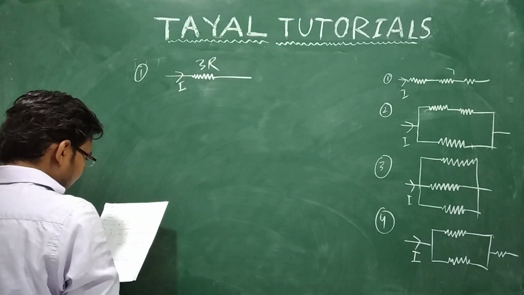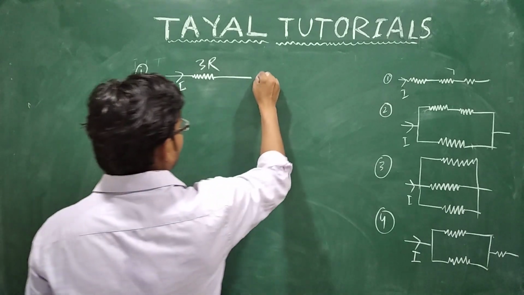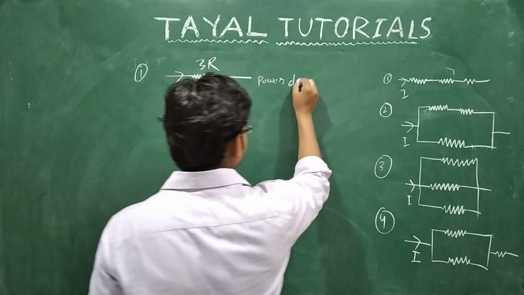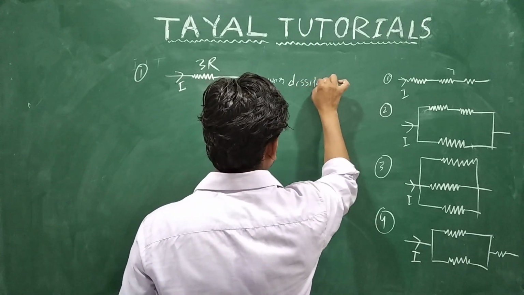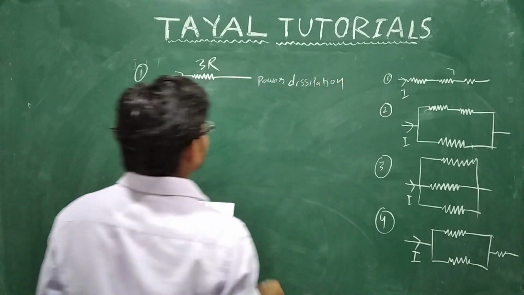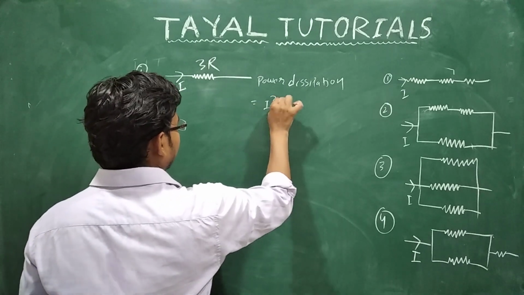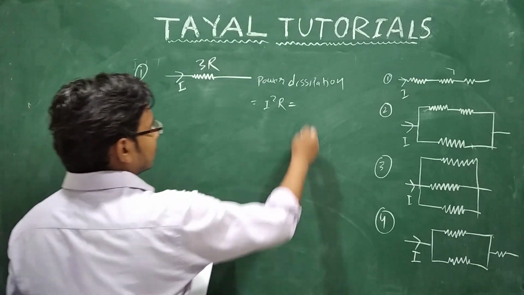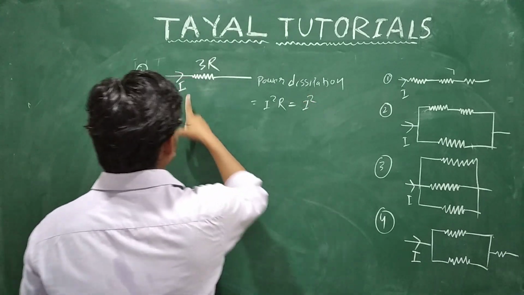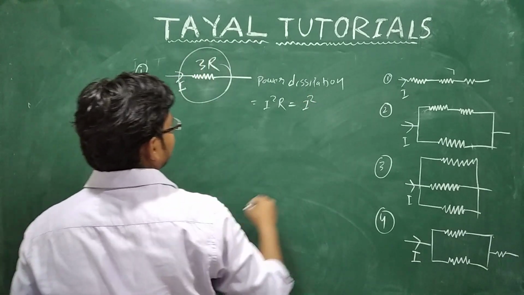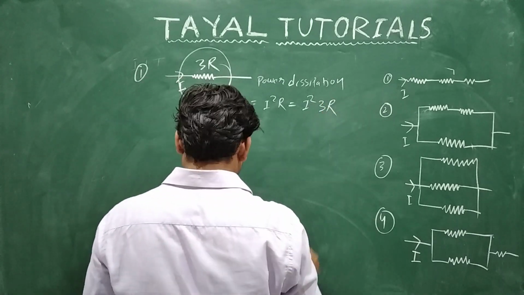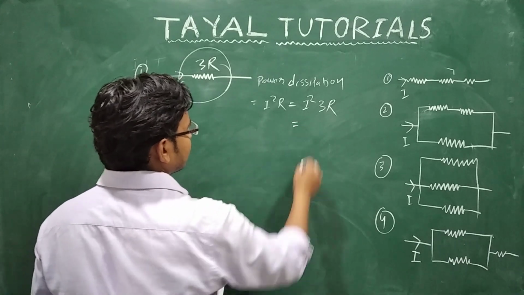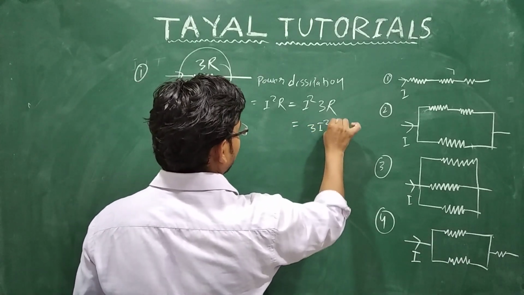And current is coming in that. So when you apply the power dissipation, it is equal to I square into R. So this is I square, and R is your 3R. So the power dissipated in that first option is 3I square R.